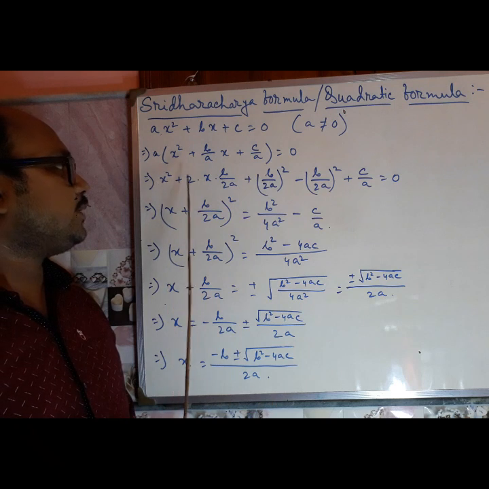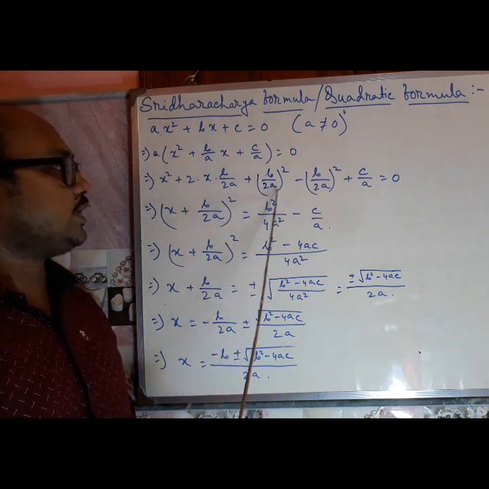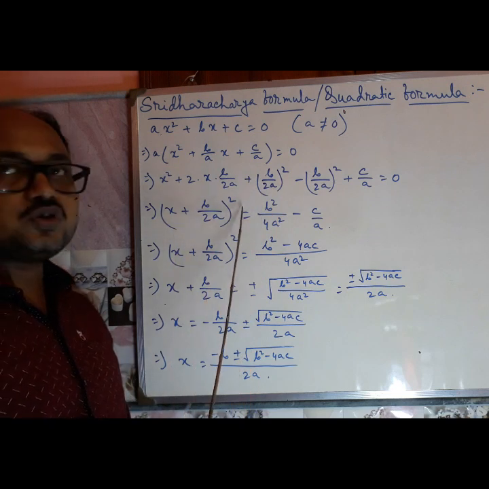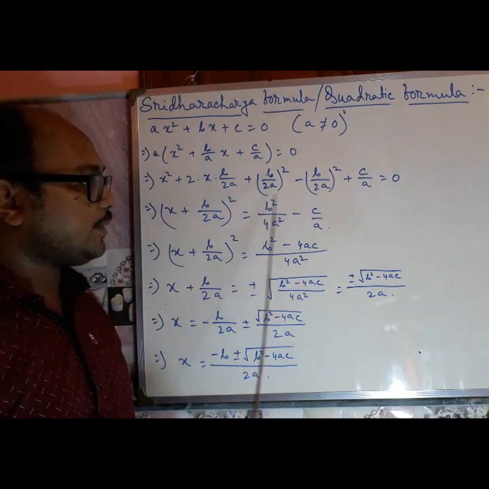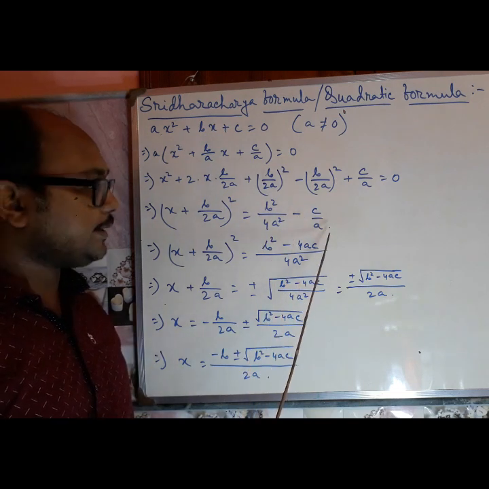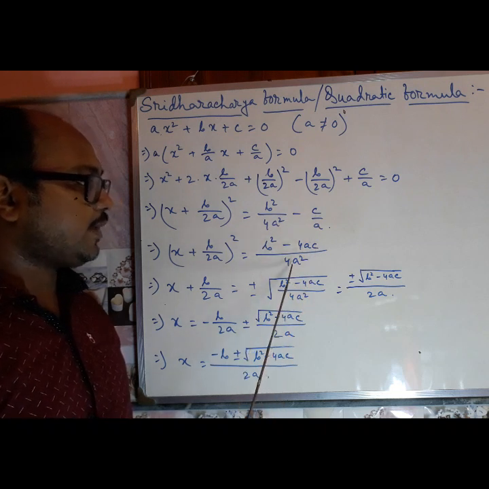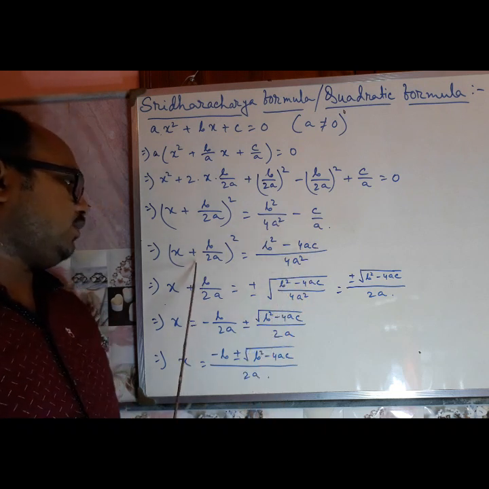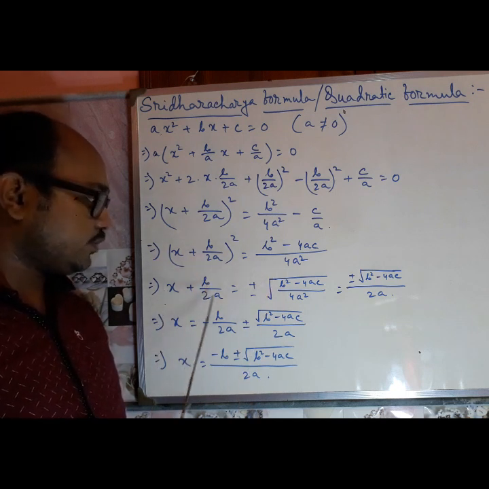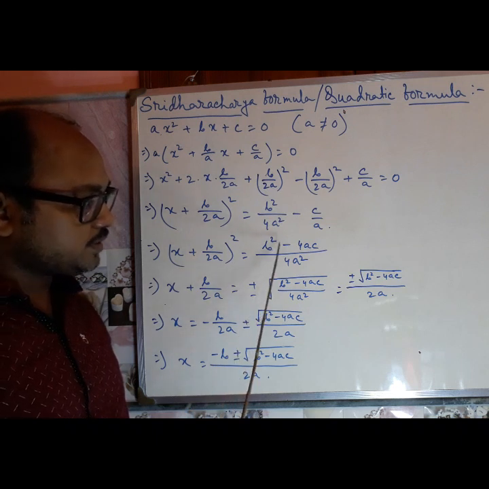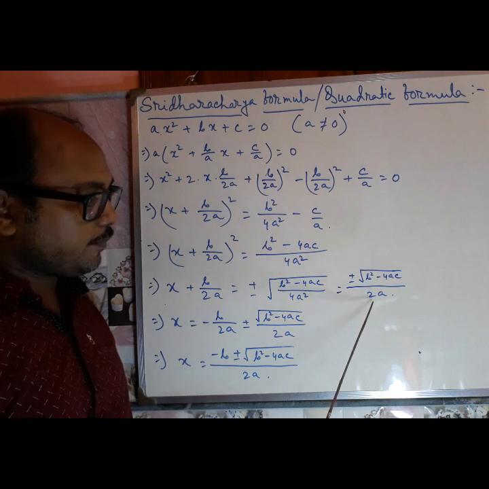So what is this? X square plus 2x into b by 2a plus b by 2a whole square. This is x plus b by 2a whole square, and changing the side of these two, that is b square by 4a square minus c by a. Now subtracting this, that is b square minus 4ac by 4a square. Now taking the square root both sides, x plus b by 2a is equal to plus minus root over of this term, that is plus minus root over of b square minus 4ac by 2a.